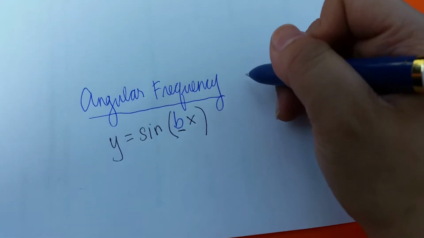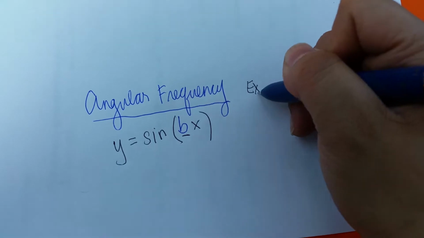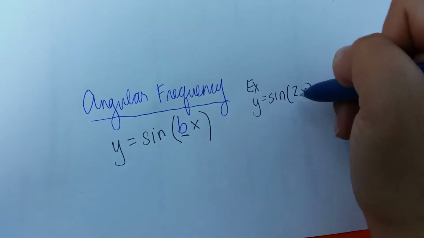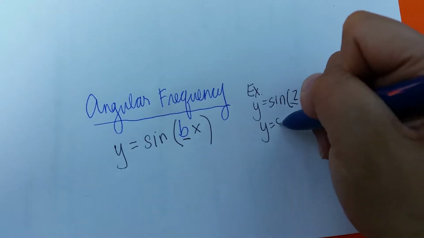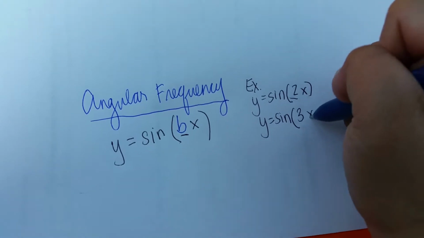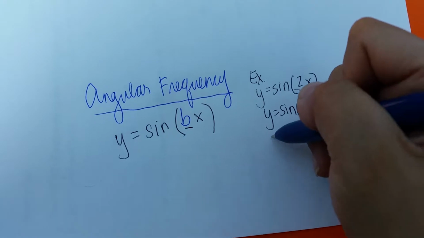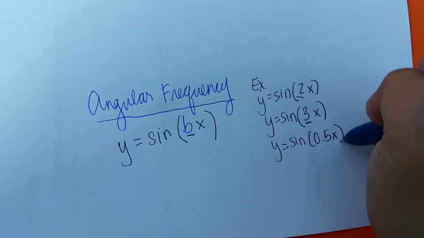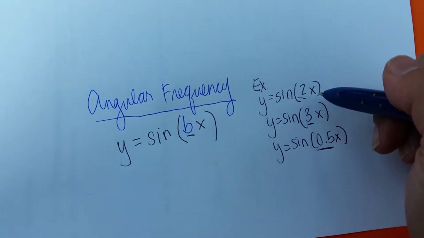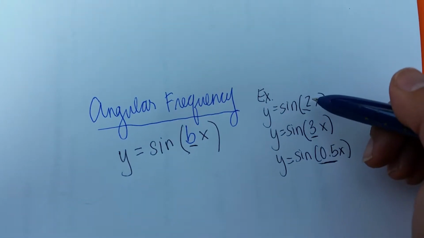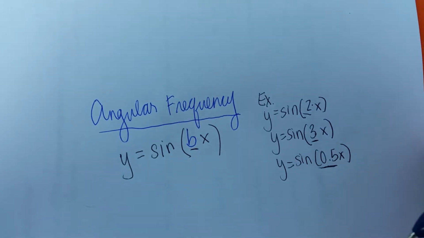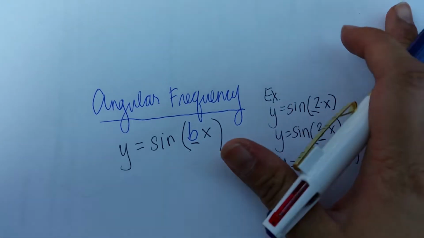So you've noticed, you've seen some examples, right? You've seen y equals sine of 2x. You've seen y equals sine of 3x. You've seen y equals sine of 0.5x. So in each one, there's an angular frequency, right? In sine of 2x, it's 2. Sine of 3x, it's 3. Sine of 0.5x, it's 0.5. So what exactly is angular frequency?